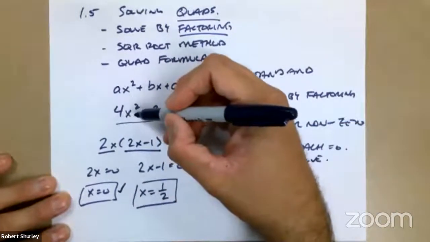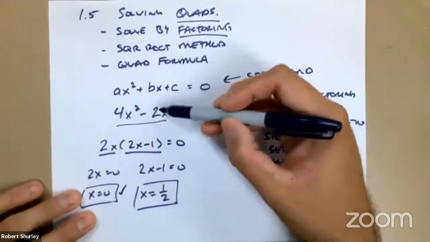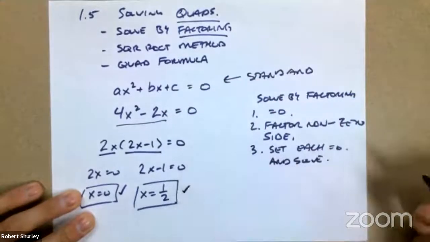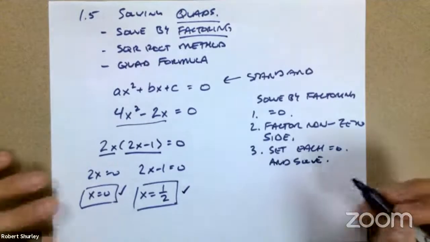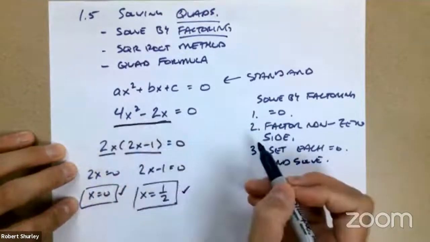One half squared is 1/4, times 4 is 1, minus 2 times 1/2 is 1. So 1 minus 1 is 0. You can pop that in the calculator to check it. Boom. Okay.